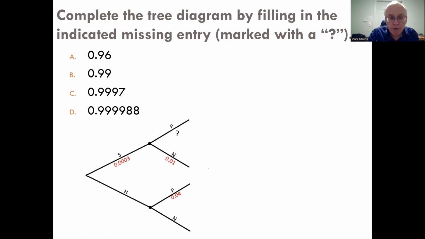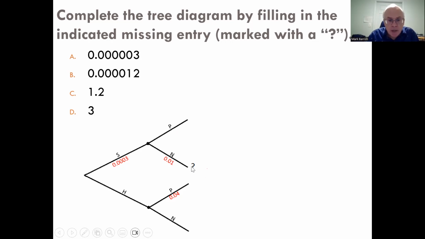Okay? So the first one is where the question mark is. It would be simply 0.0003 times 0.99. So you have to figure out what the number must be. And I have a calculator with me. Let me just see what the answer to that would be. Actually, I'm sorry. The question mark here would be simply 0.99. So it's B. All right, that's the answer to P, because it's 1 minus 0.01.